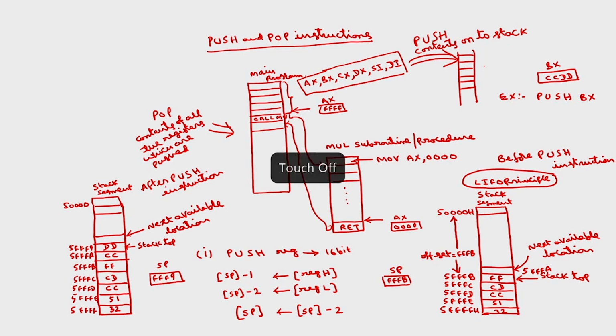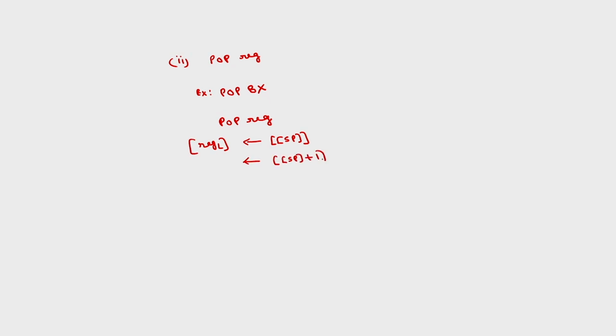Now we can write the operations inside this pop register. In pop register, the operations are: the contents of SP are transferred to the lower order register, and the contents of SP plus 1 will be transferred to the higher order register. Then SP becomes SP plus 2.